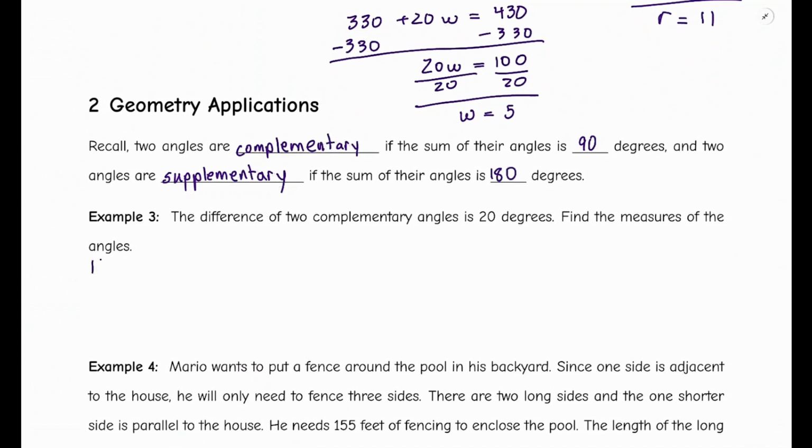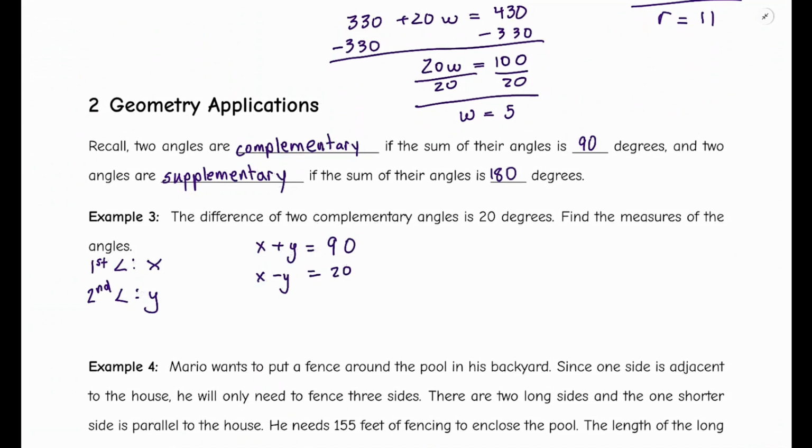Well, I have the first angle, which I'll call x. Then I have the second angle, which I will call y. The first thing I'm told is that these are complementary, so that means x plus y has to equal 90. The next thing I'm told is their difference, so x minus y is 20. So this gives me a system of equations.